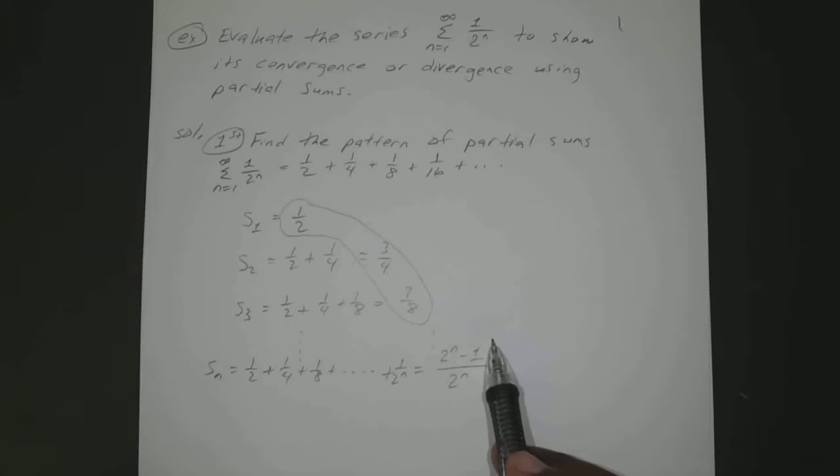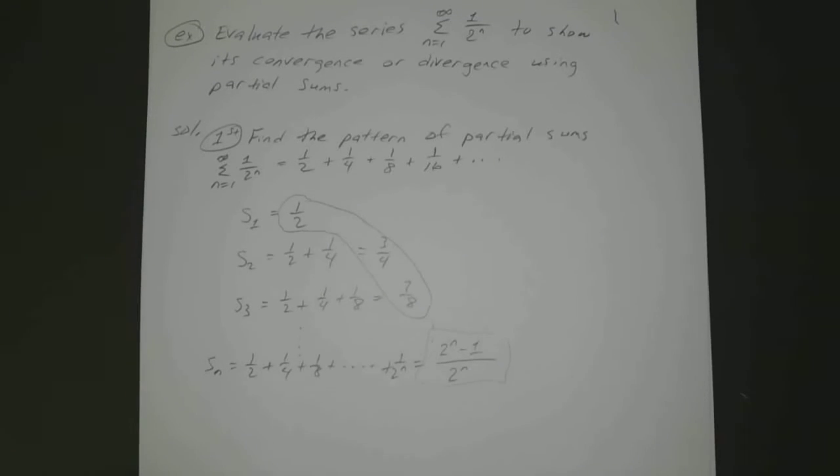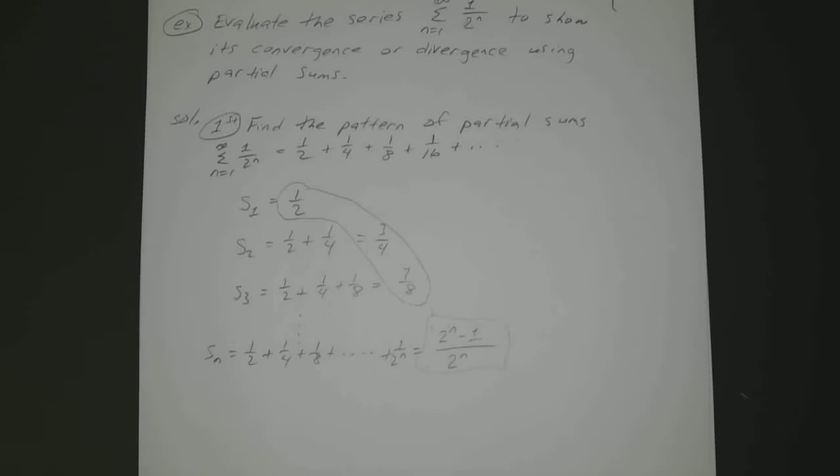Okay, so now we have to find the limit of that partial sum. So if the limit of that partial sum converges, then the series converges. But if it diverges, then the series diverges.